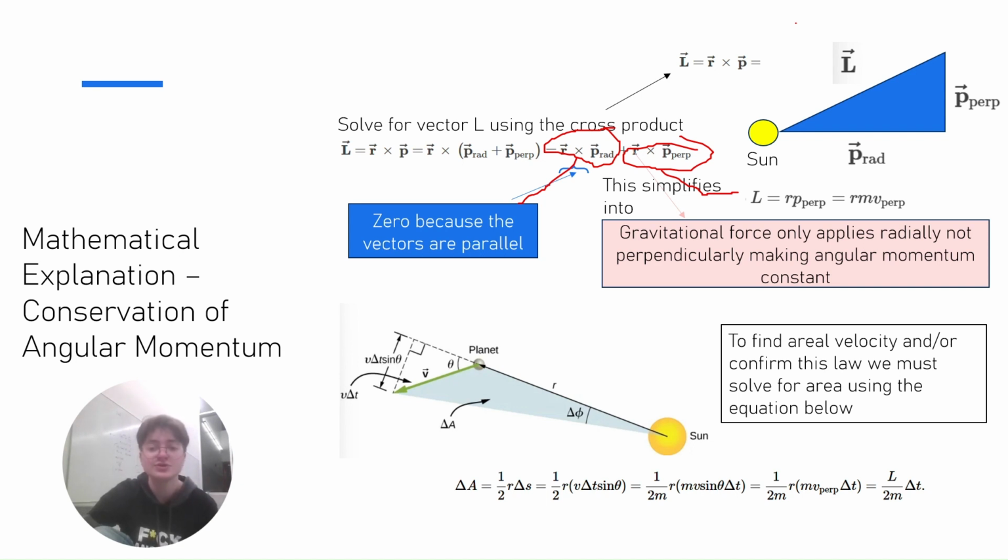Now, once we do this, we need to further find the areal velocity and to confirm this law, we must solve for the area using the equation below. This equation is derived because the area of a triangle is 1/2 base times height, where this would be your base and this would be representative of your height, which you can solve by creating a right triangle as shown here. And then you just further simplify it until you get to this down here, which looks very similar to Kepler's second law.